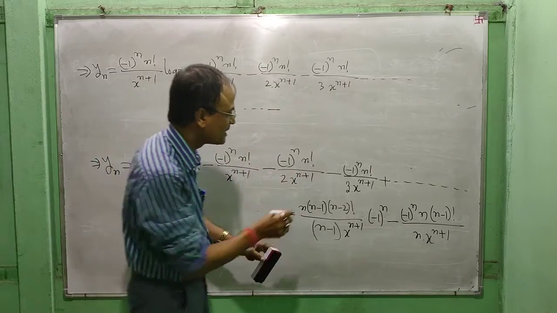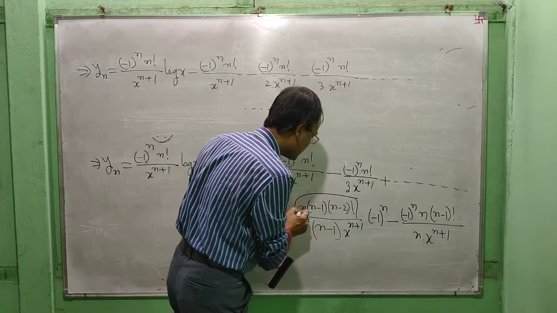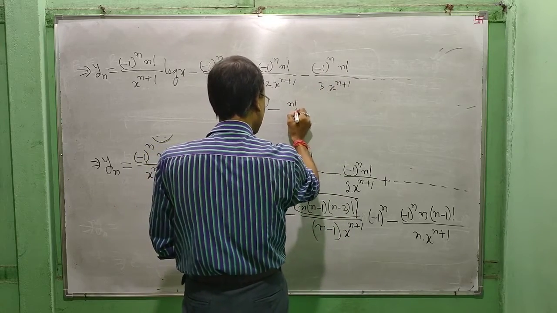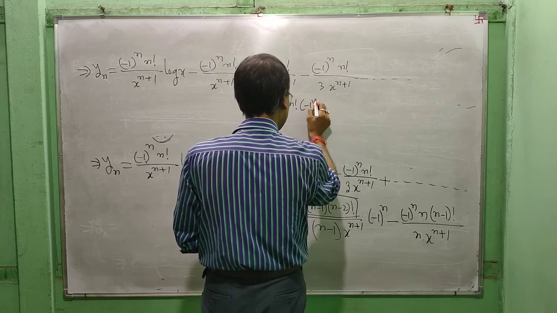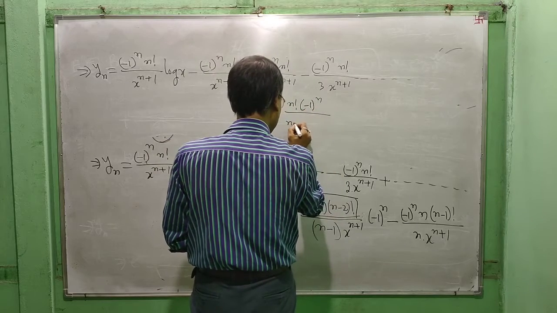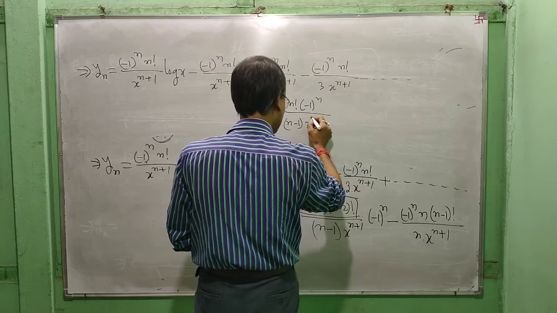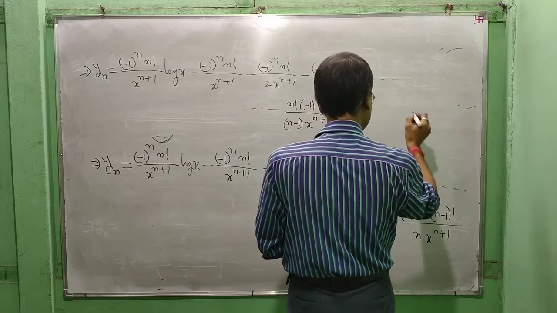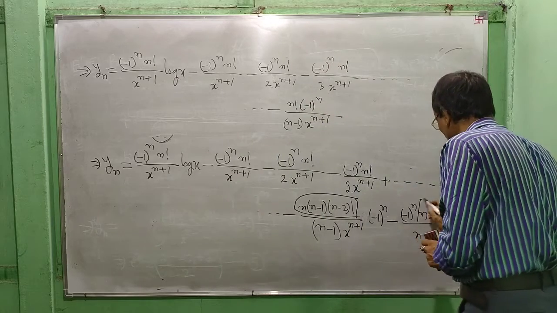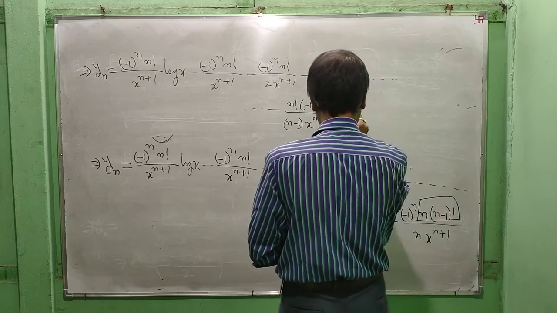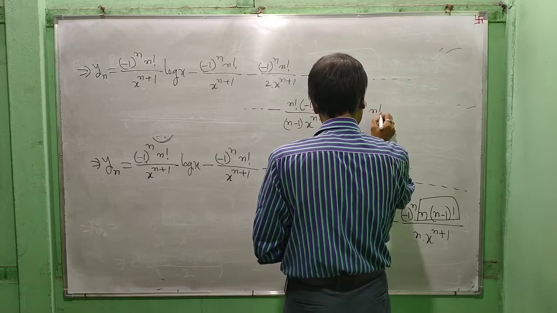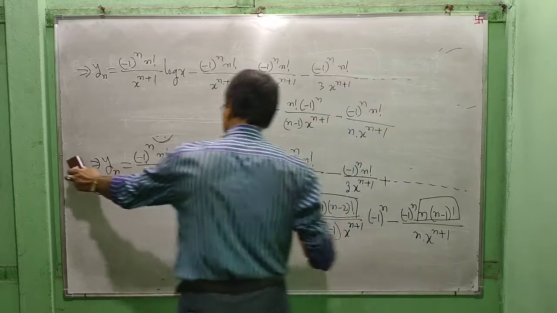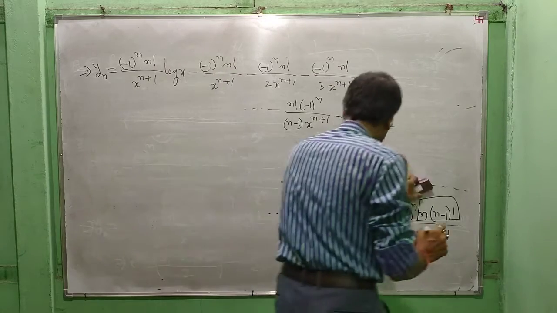Last but one term. You see, what is this? This is again factorial n, minus 1 whole to the power n divided by n minus 1 into x to the power n plus 1, minus, what is this? n into n minus 1, it will be again factorial n, minus 1 whole to the power n factorial n divided by n into x to the power n plus 1.